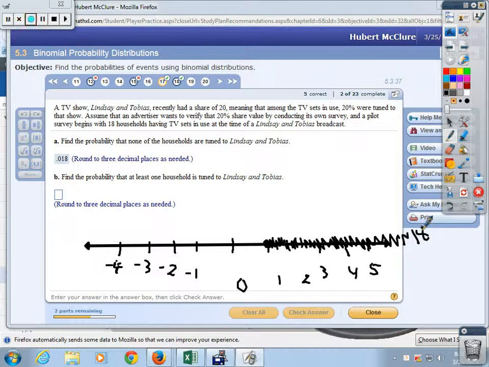Right? Or you can do the probability of 0 and take it away from what? 1. That's right. Because what's the only other number? Can you have -1 households? No. So these, just throw these away.